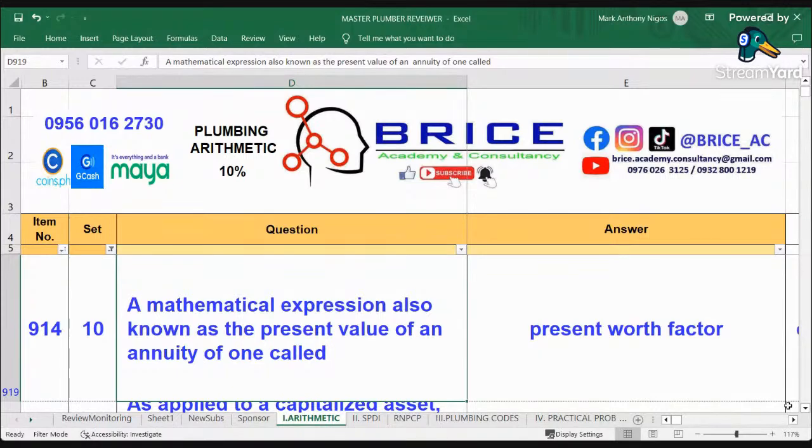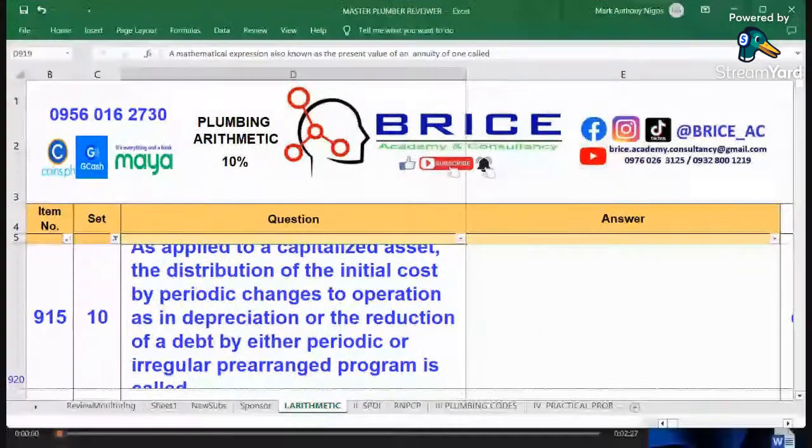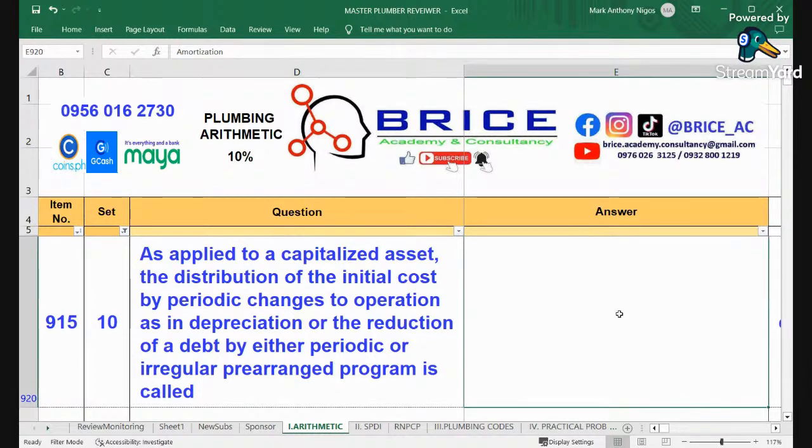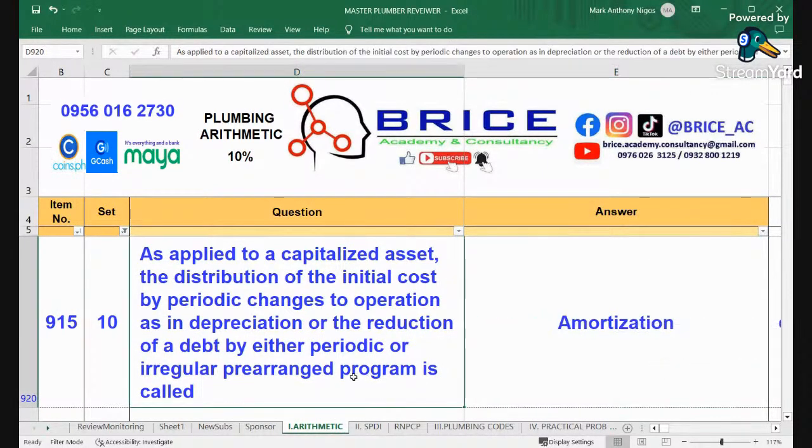915. Uy, masyadong mahaba yung tanong na to. And as applied to a capitalized asset, the distribution of the initial cost by periodic changes to operation as in depreciation or reduction of a debt by either periodic or irregular pre-arranged program is called, the answer is amortization. As applied to a capitalized asset, the distribution of the initial cost by periodic changes to operation as in depreciation or the reduction of a debt by either periodic or irregular pre-arranged program is called amortization.